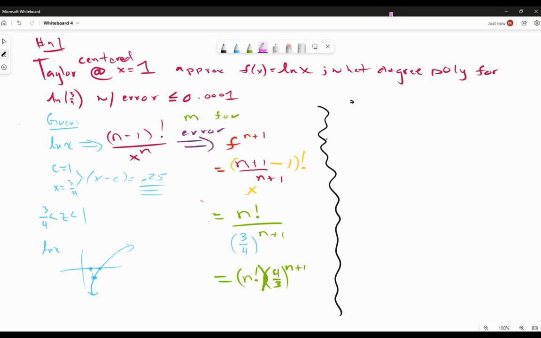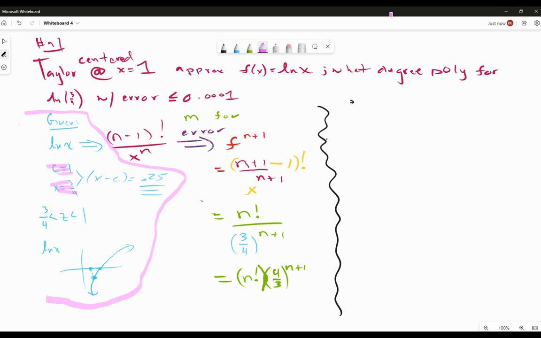So let's just work with this area in blue right there. This is what I'm given. I do know that I'm dealing with natural log of x. I do know that it's centered at 1. I do know my x value is 3/4. So we're really looking for an error between 3/4 and 1. The distance is going to be 0.25, so we're going to deal with that when we plug it into the error. So there's our x minus c, or in some cases, you'll see x minus a.